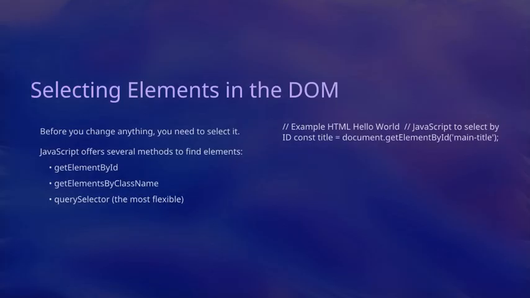Selecting elements in the DOM is essential before making any changes. JavaScript provides multiple methods to find elements, including getElementById, getElementsByClassName, and querySelector, the most flexible. Example: const title = document.getElementById('main-title').